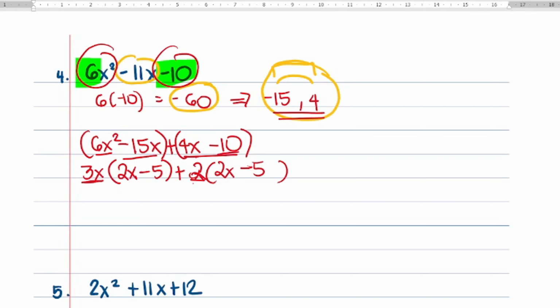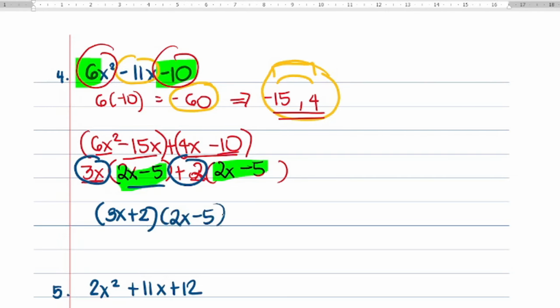And yes, we have found same expression, no? Parehas ang nabilin sa sud sa parenthesis, meaning we could now have the correct answer or the right final answer. So, combine the two numbers that we factored out. That's 3x plus 2. Then copy the common, 2x minus 5.